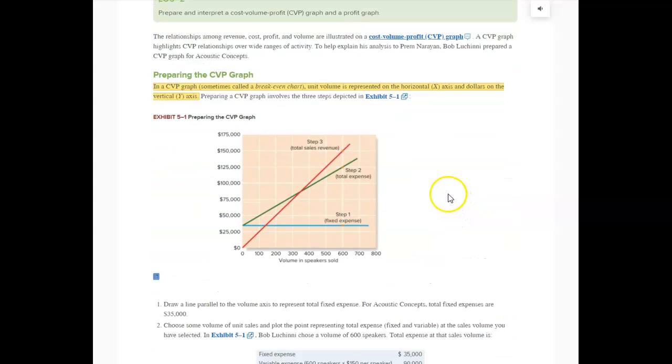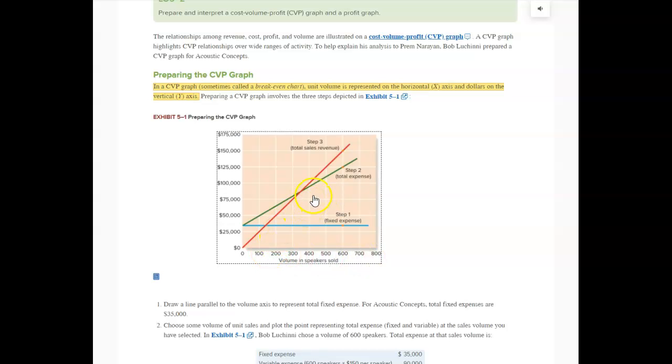Now for a graph, and I really like these graphs, so I want you to know these. It's called the CVP graph or break-even chart, either way. What we're going to do is, first of all, step one, we're going to plot our fixed cost line. So before you put down the others, place your fixed cost line here, and we know that we have $35,000 in fixed expenses. Whether we sell 0 units or 700 or 800 units, fixed expenses will be the same, straight across. This is dollars, these are units.